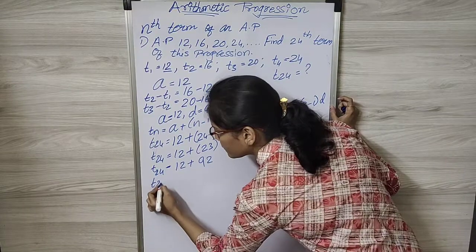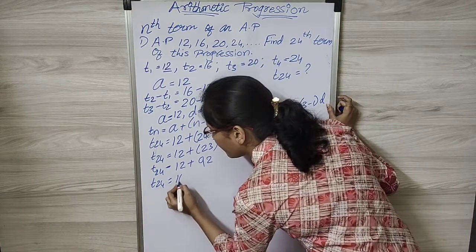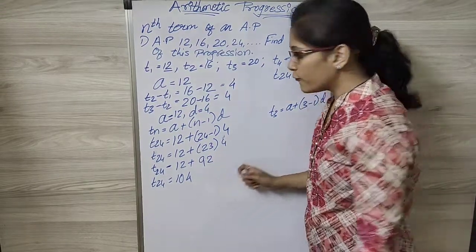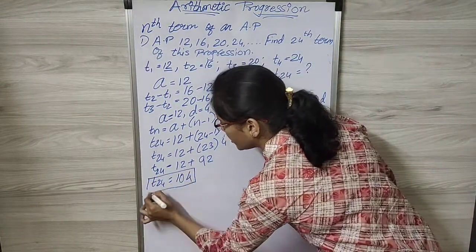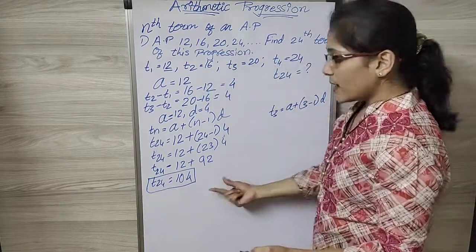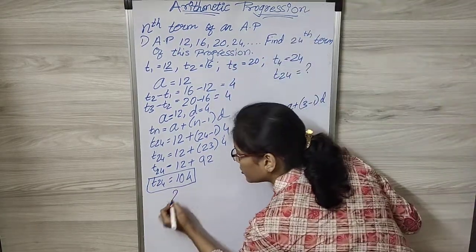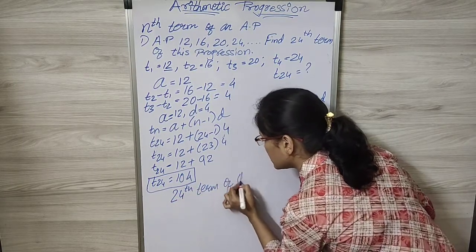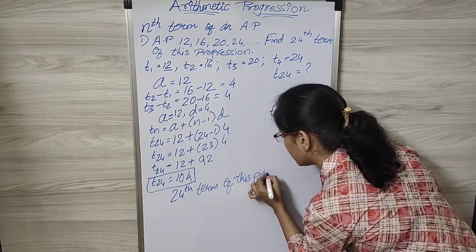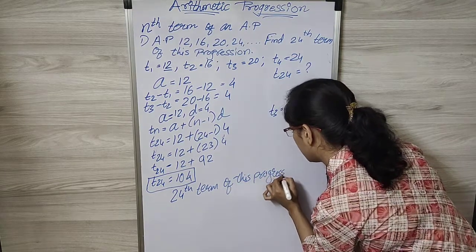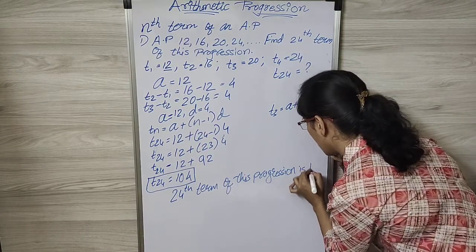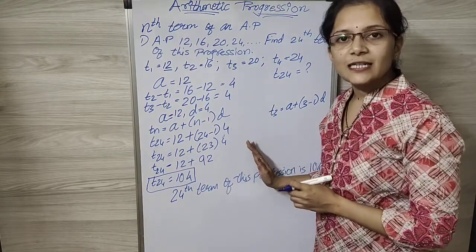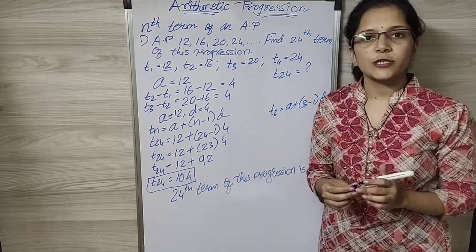Now, addition: 92 plus 12 becomes 104. So T24, the 24th term of this progression, is 104, right? I think you have understood this question. Shifting to the next question.